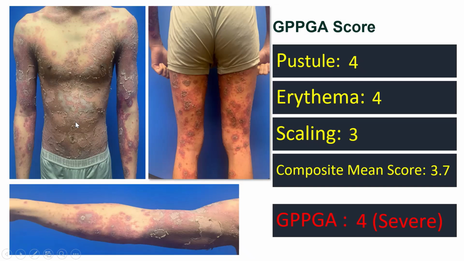because, as you can see, he's got a lot of area with lakes of pustules. The erythema score is very dusky, very inflamed. It's almost purplish in color. I would give a score of 4. Scaling, some areas are very scaly, but some not so scaly. But we would take the majority, and I would say the trunk is the most severe area. I would give a scaling score of 3. So given this, the composite mean score will be 3.7, which makes the GPPGA score 4, which is severe.